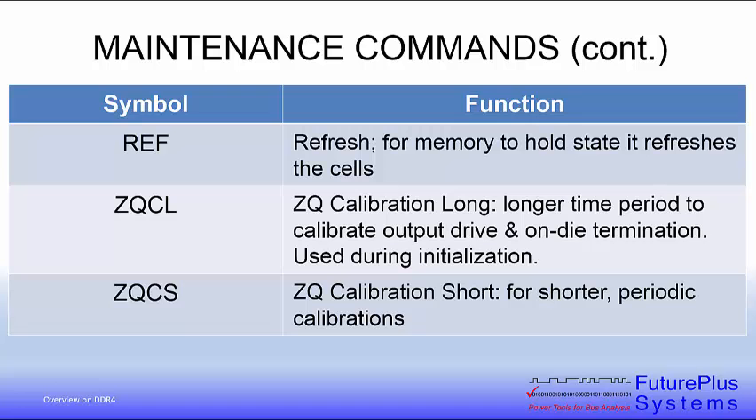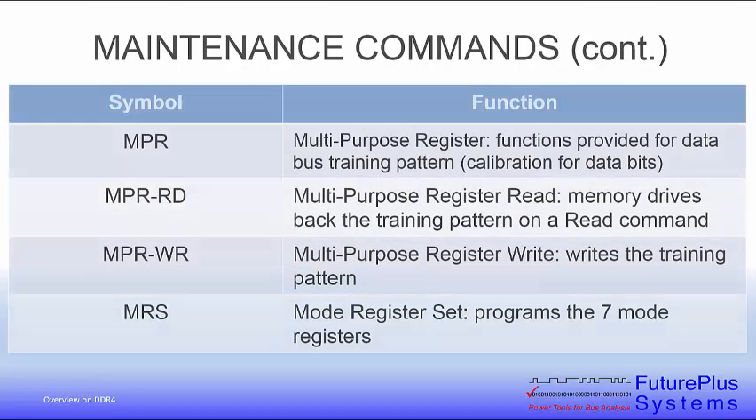New in DDR4 is multipurpose registers, or MPR, their main function being data bus training. Multipurpose register read, MPR RD, reads the training pattern that the memory drives back, and multipurpose register write, MPR WR, writes the training pattern. These training patterns act as a calibration for the data bits. Mode register set, or MRS, is the next maintenance command. MRS is the command the memory controller uses when it wants to program the 7 mode registers of the DRAM.